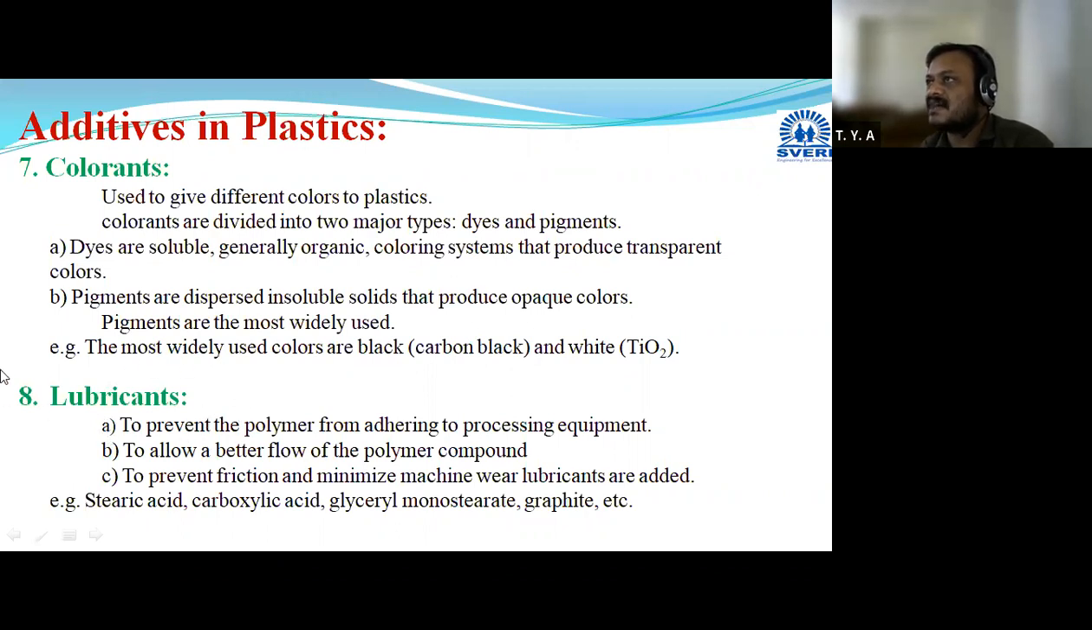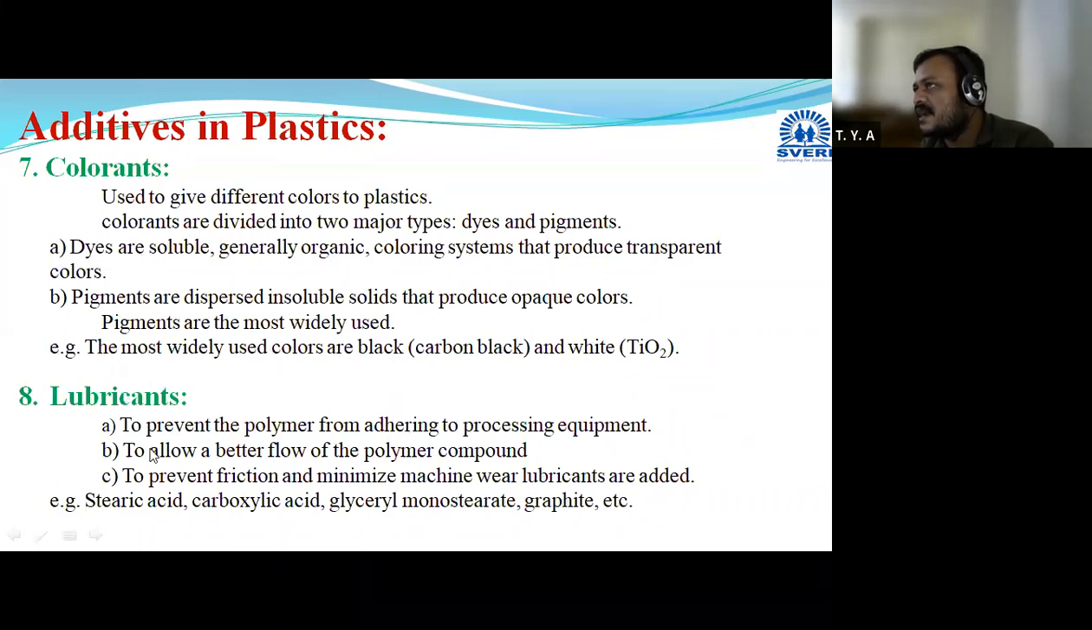Now, why are lubricants added? To prevent the polymer from adhering to the processing equipment. Suppose you are converting raw material into a bottle shape, or into pipes. That raw material may get attached to the processing equipment. To avoid that, we add lubricant, so that whichever raw polymer material we are using does not adhere or stick to the equipment.